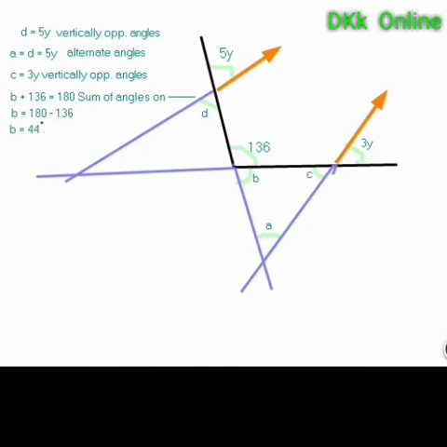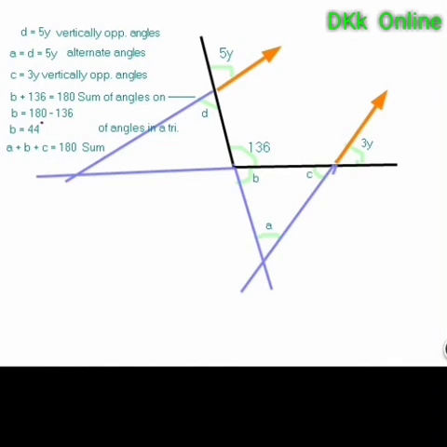Now that we have found B, we can use the angles inside this triangle. We can add the sum of the angles inside this triangle, since we know B. By the sum of angles in a triangle, A plus B plus C equals 180 degrees. We already know that A is equal to D, which is 5y, B is 44 degrees, while C is 3y by vertically opposite angles.